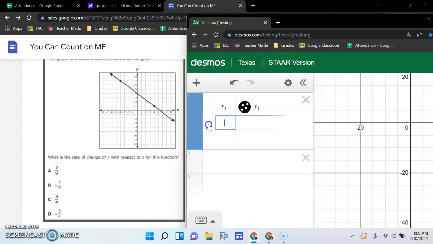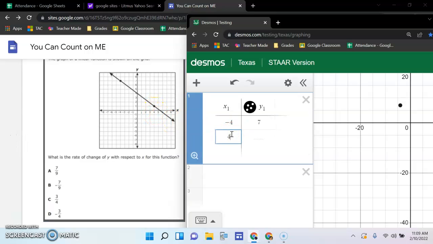We're going to add a table, and let's concentrate on this first one right here. The first number, we go down and it's -4. And then this same point, we'll go to this side and it's a 7. Now we have this point right here. First we go down, which is a 4. And then we go to the y, which is a 1.